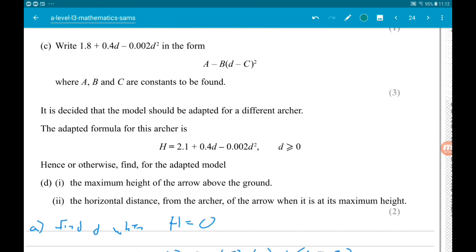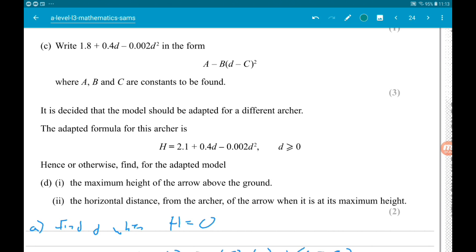Okay, next up, it is decided that the model should be adapted for a different archer. The adapted formula for this archer is h equals 2.1 add 0.4 d minus 0.002 d squared. So something to notice here, the only thing different is the starting height. For our first archer it was 1.8, for this archer it's 2.1, and the rest of it is exactly the same.